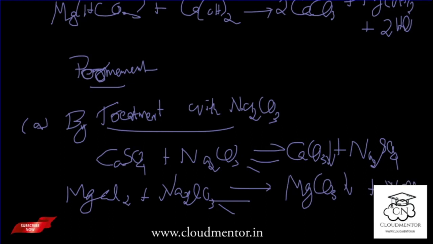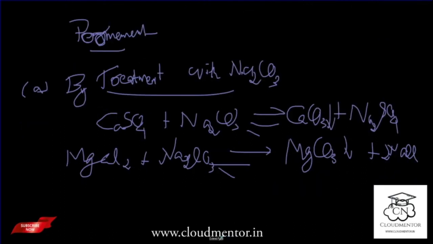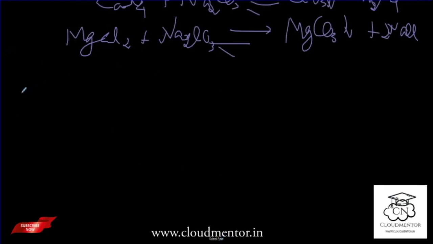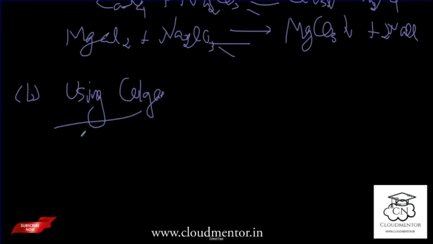This is the first method, and the second method is using Calgon. What is that? Calgon is chemically sodium polymetaphosphate or sodium hexametaphosphate. The Ca2+ and Mg2+ ions present in hard water react with Calgon to form soluble complexes.